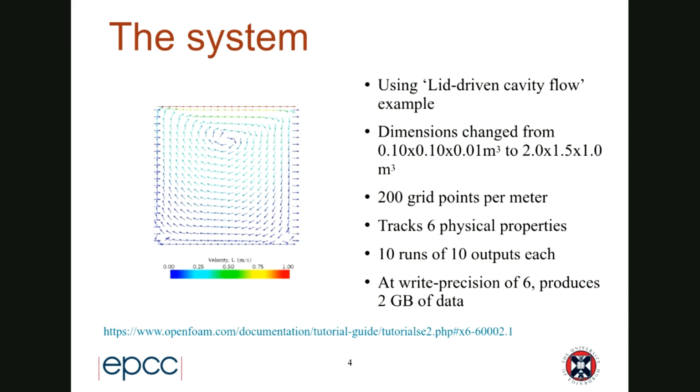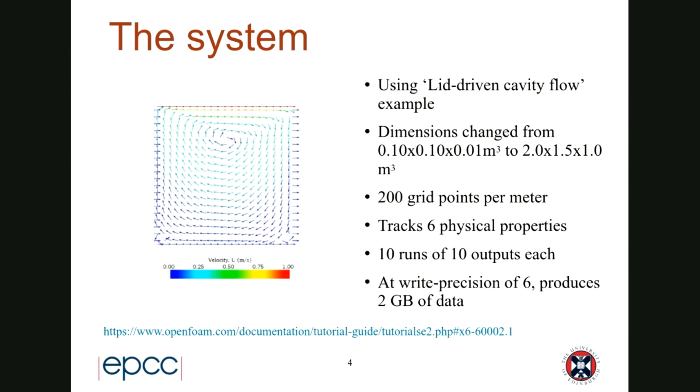This example tracks 6 physical properties. The properties are the pressure, the velocity, I think there's a transport property, and I can't remember the other ones. Time is one of them. But yeah, 6 different properties, meaning that without the collated file system, you would produce 6 files per time step per processor.